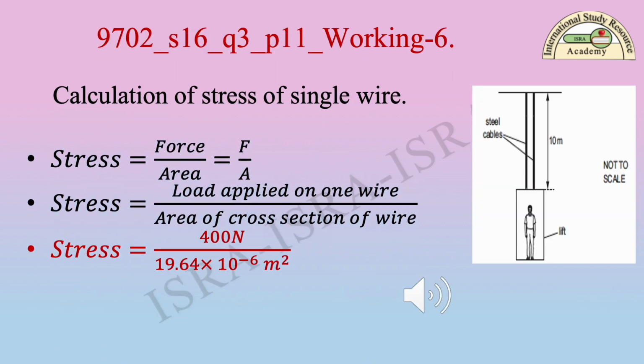Working step 6. Calculation of stress of single wire. Stress is equal to force upon area is equal to capital F over capital A. Stress is equal to load applied on one wire over area of cross section of the wire. Therefore, stress is equal to 400 Newton over 19.64 times 10 raised to the power minus 6 meters square.